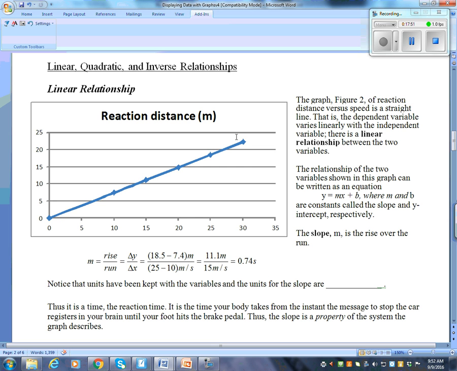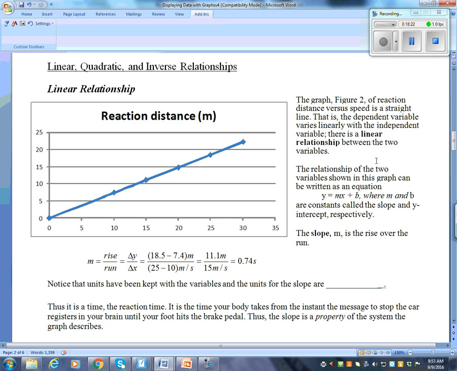Linear, quadratic, and inverse relationships. Okay, so there's 3 types of relationships that you should know. If you're following along on that exam review, you will notice that one of them is know the 3 types of relationships. Here they are. Linear, quadratic, inverse. The graph, figure 2 of reaction distance versus speed is a straight line. That is, the dependent variable varies linearly with the independent variable. There is a linear relationship between the 2.